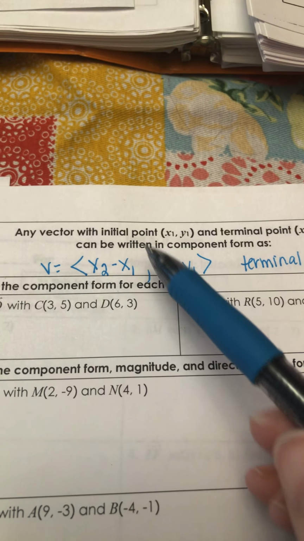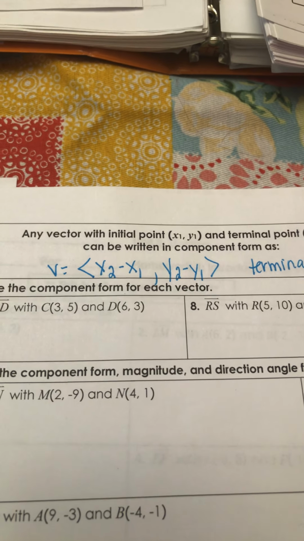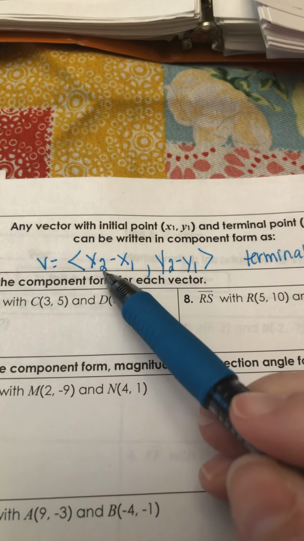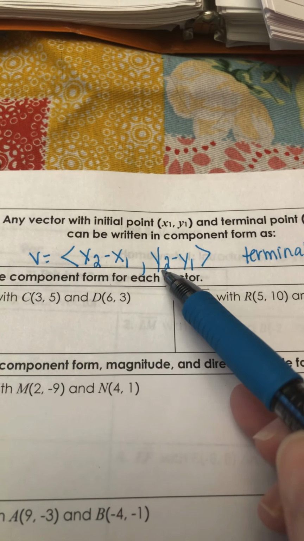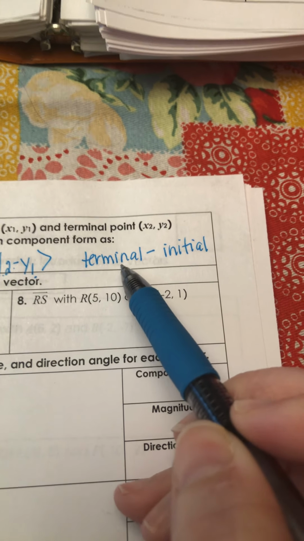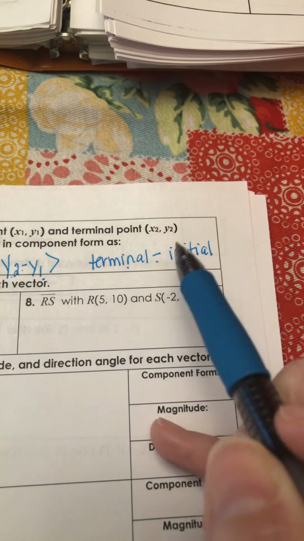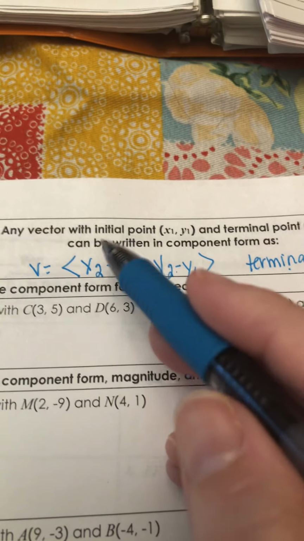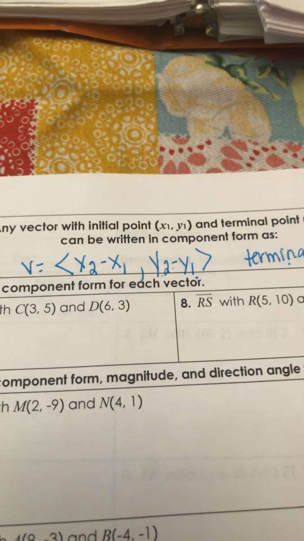So when you're finding the component form for any vector that's not a position vector, you have to do the terminal minus the initial. Terminal minus initial. I even wrote that down right here so you could see it. T minus I, T minus I, okay? That will give you the component form for all of our other vectors that are not position vectors.